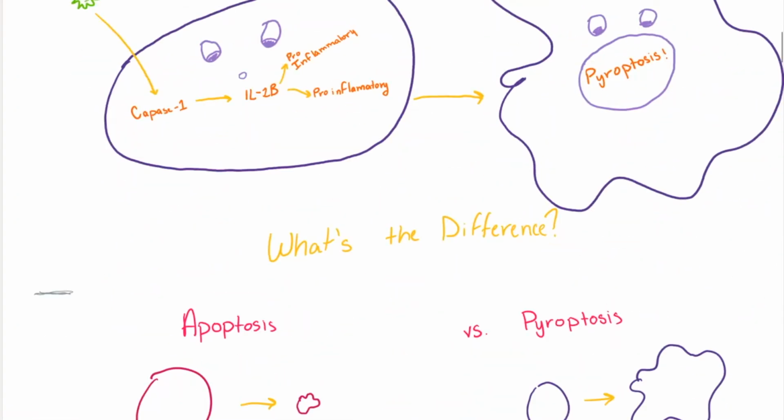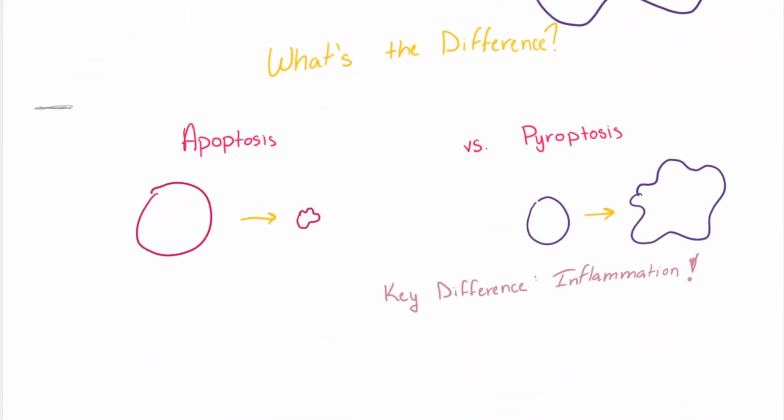pyroptosis. Different from the normal form of programmed cell death, apoptosis, pyroptosis instead causes programmed cell death through inflammation. The cell, instead of shrinking, balloons in size until it dies.